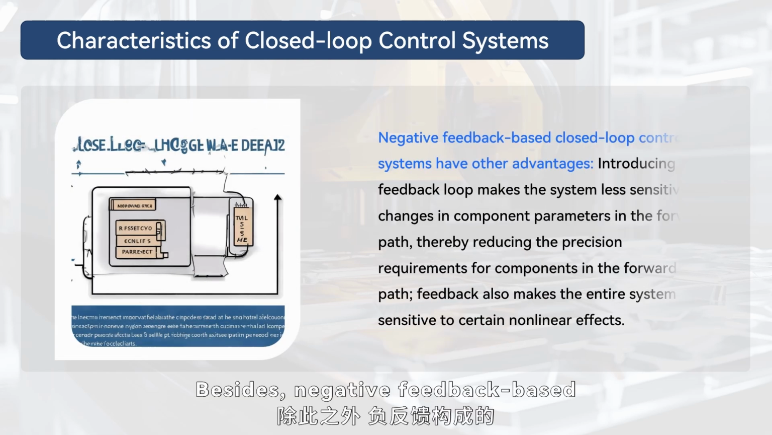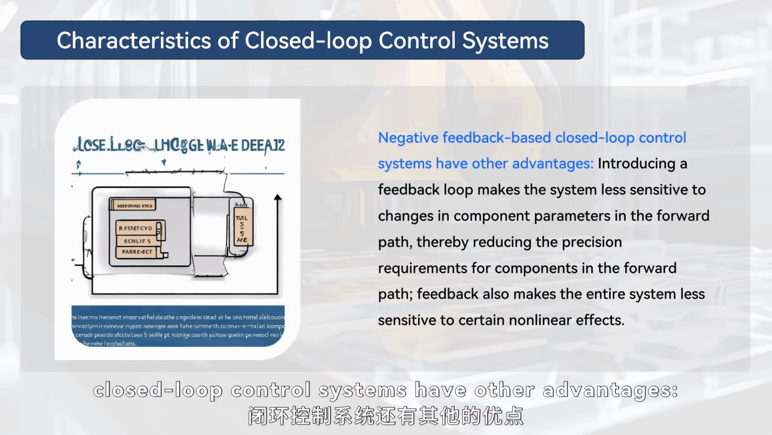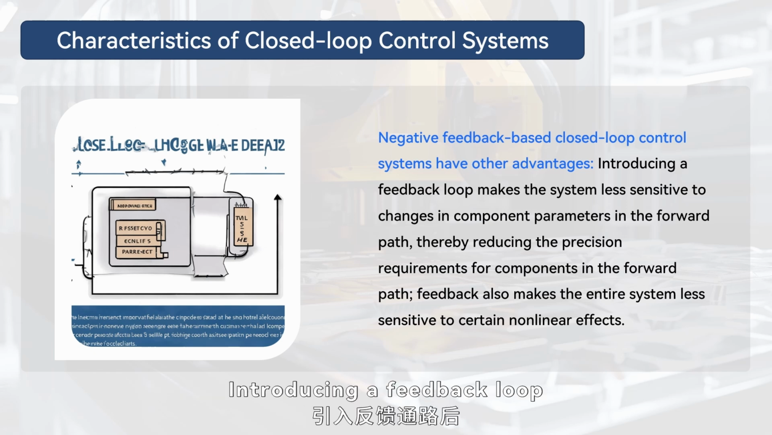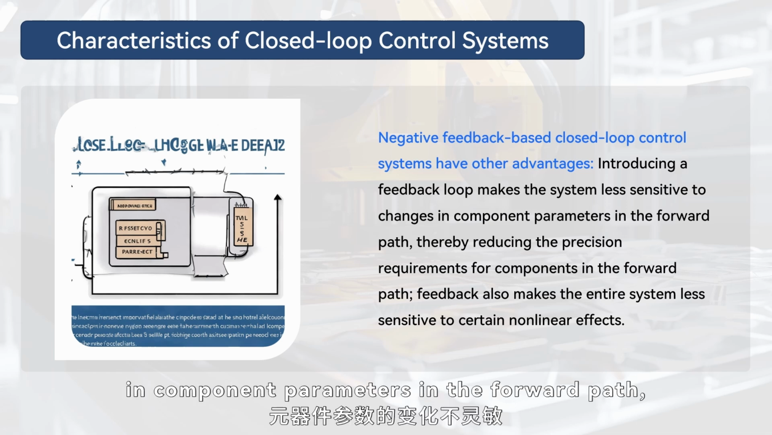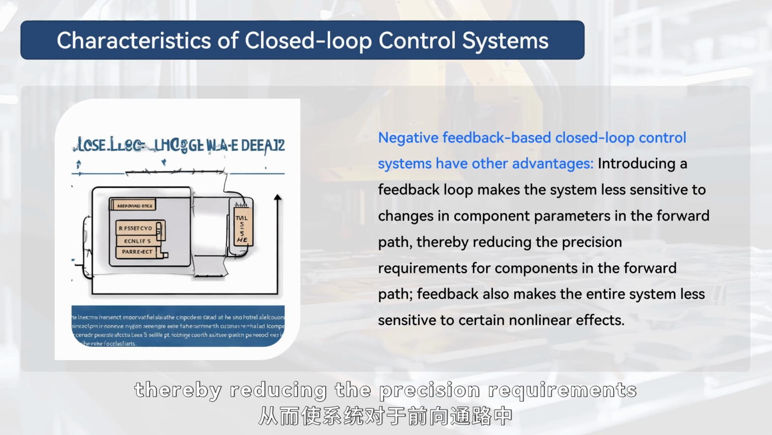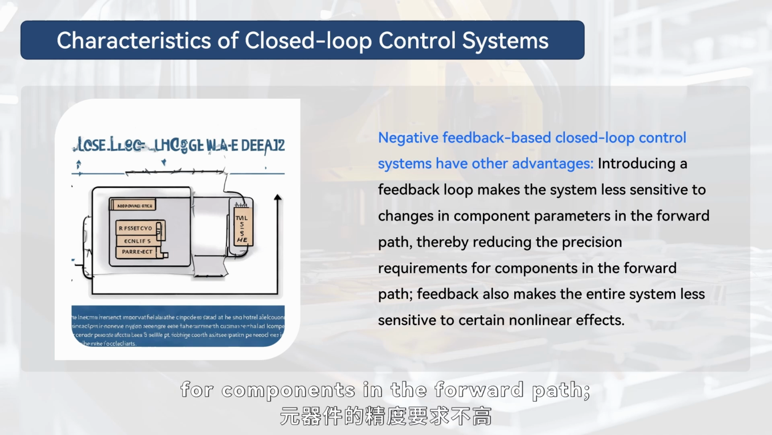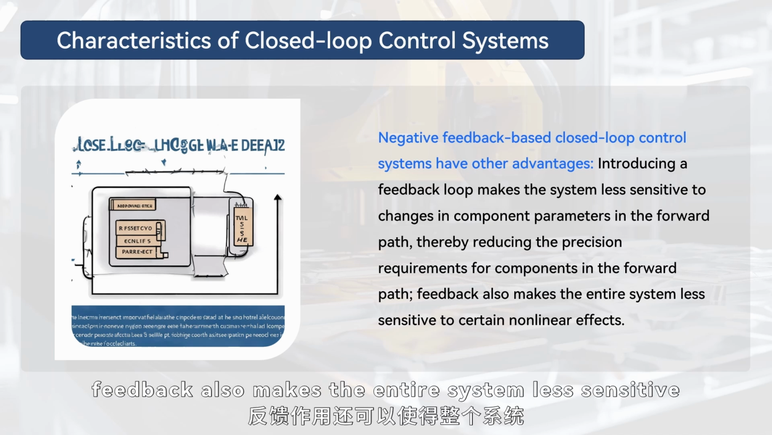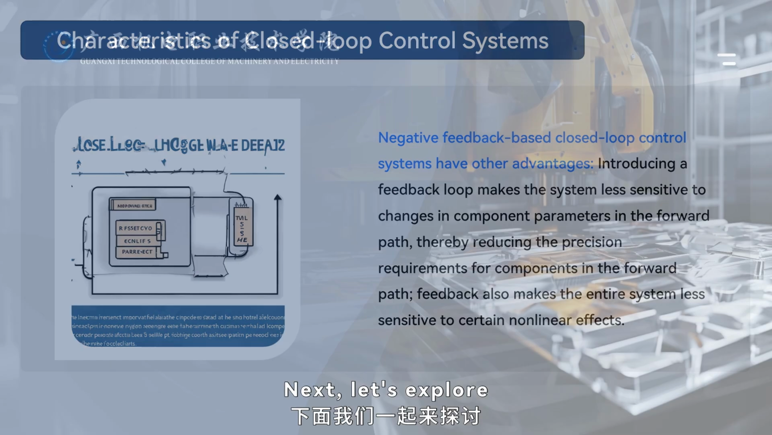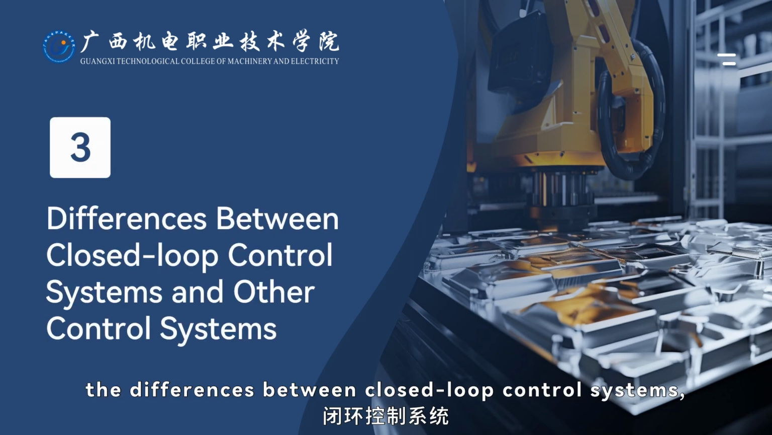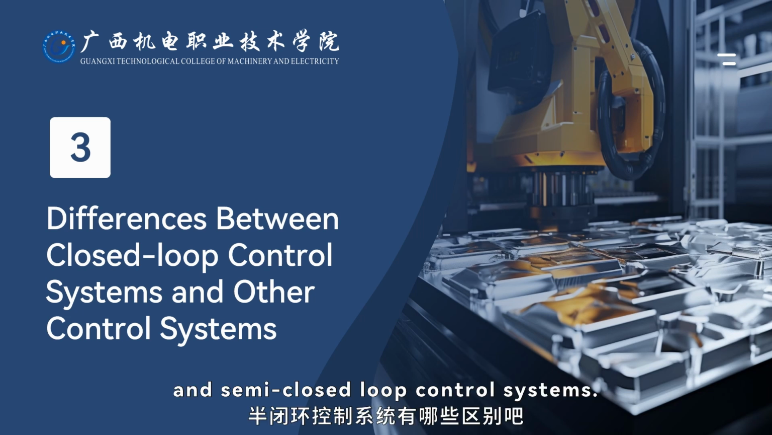Besides, negative feedback-based closed-loop control systems have other advantages. Introducing a feedback loop makes the system less sensitive to changes in component parameters in the forward path, thereby reducing the precision requirements for components in the forward path. Feedback also makes the entire system less sensitive to certain nonlinear effects. Next, let's explore the differences between closed-loop control systems, open-loop control systems, and semi-closed-loop control systems.